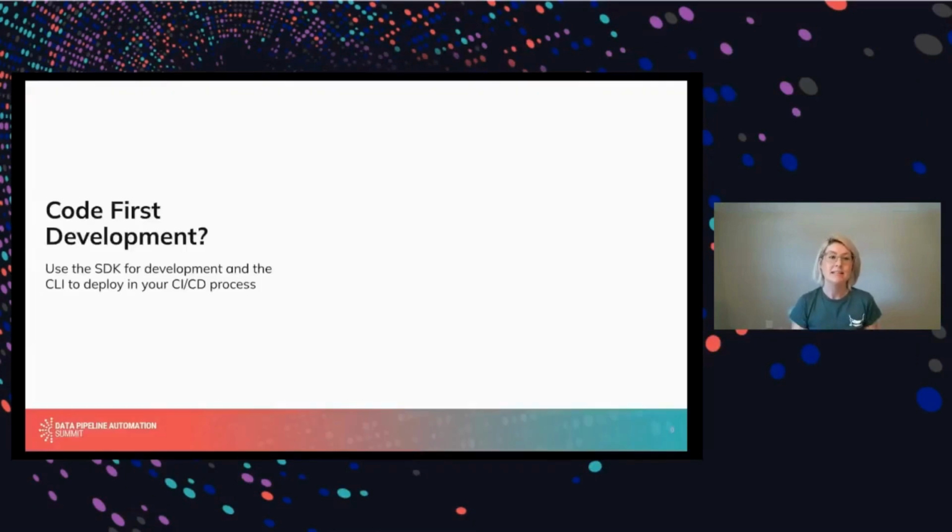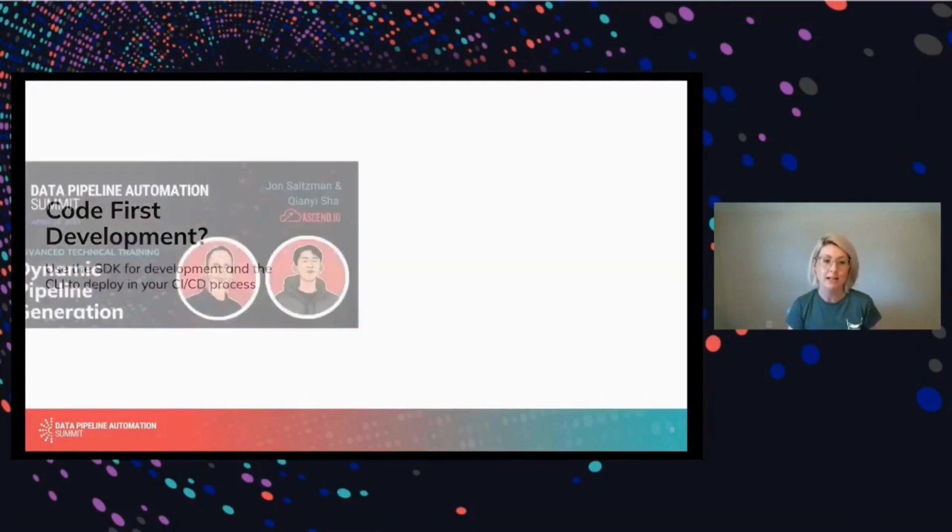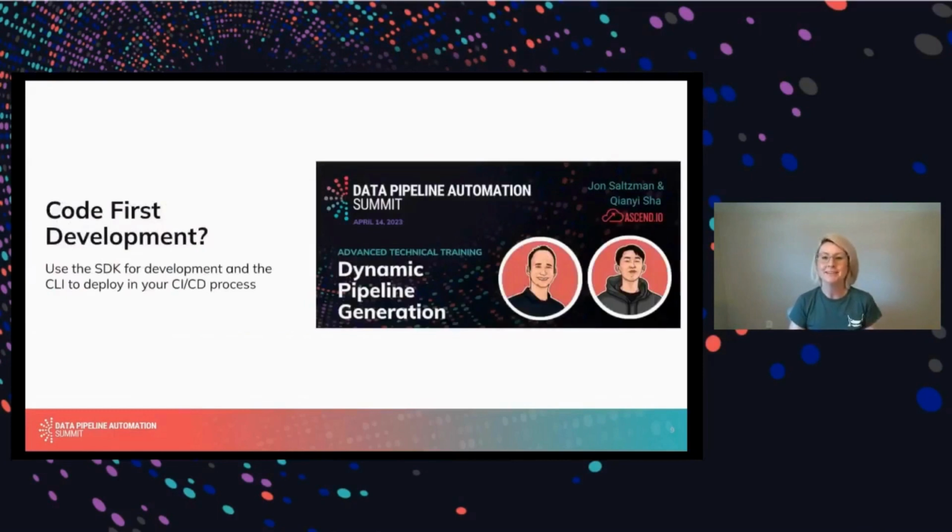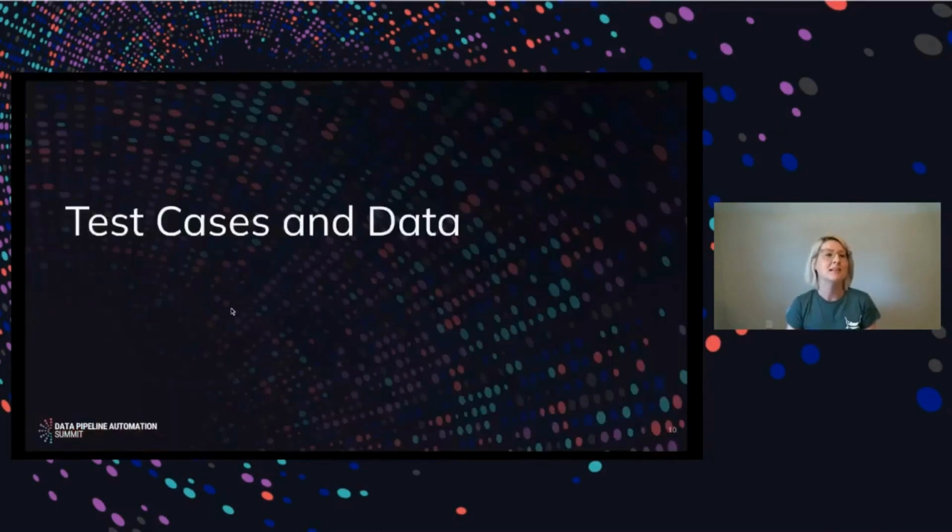So let's say that you want to just do some code first development. You don't want to work with the UI. You just want to focus on that. I would recommend checking out John and Kwani did a great presentation on creating some dynamic pipeline generation. Totally amazing. So check that one out. It should be available right now, I think it was done today. Okay, so now we're going to talk about test cases and data.